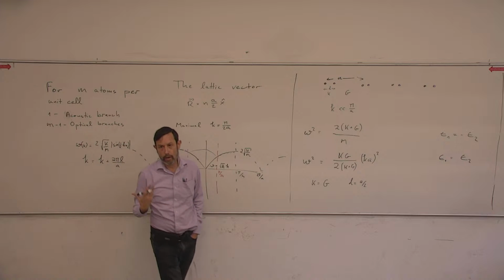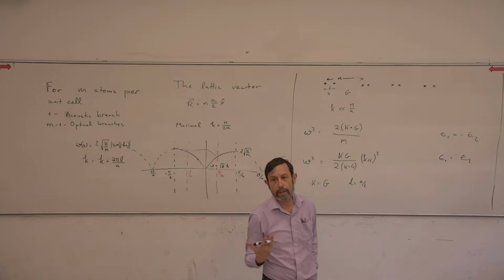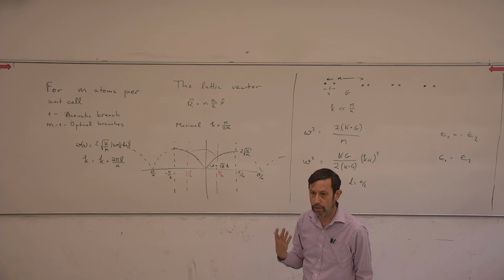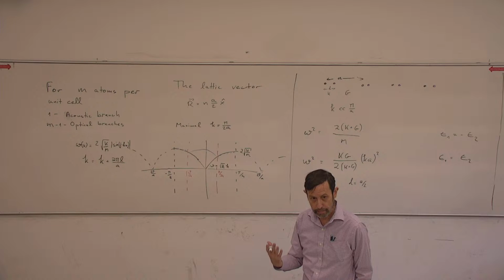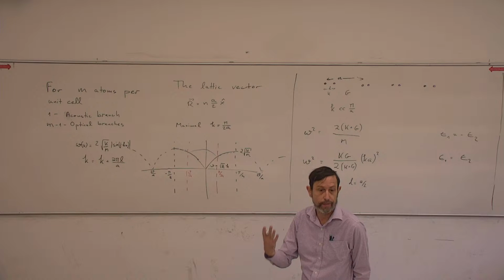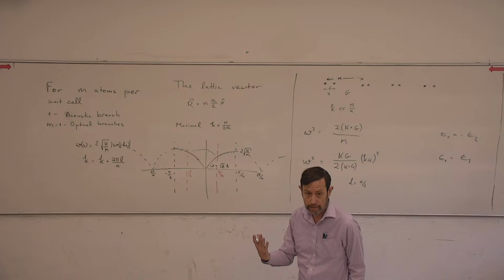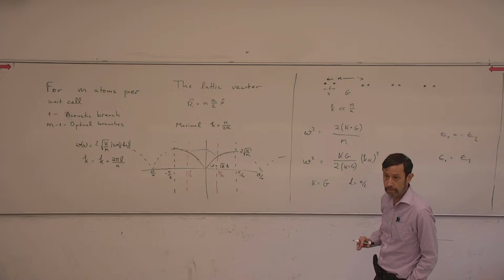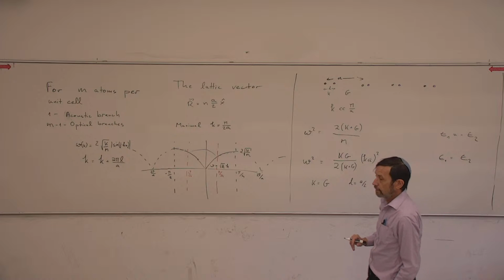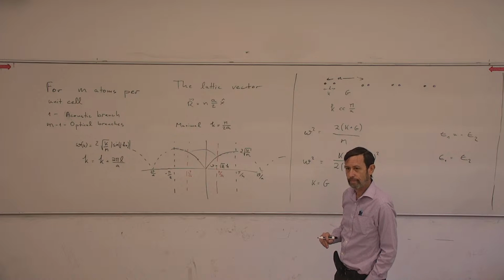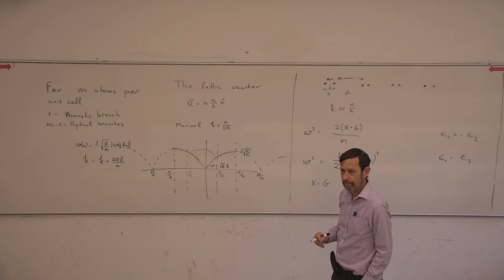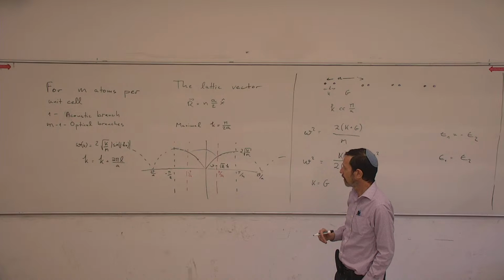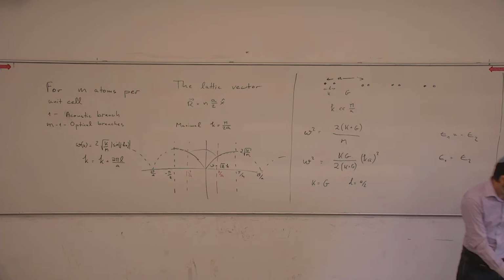Why do I call it optical branches? Because even for k going to 0, these branches will start with some finite omega. It's 0? Well, the branches, like at 0... Right. Let's try to find here another color.